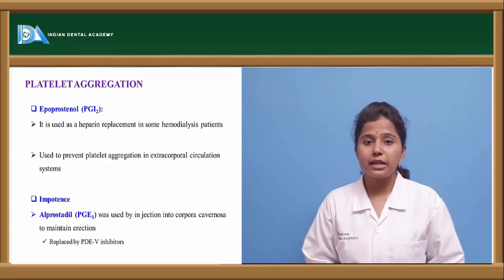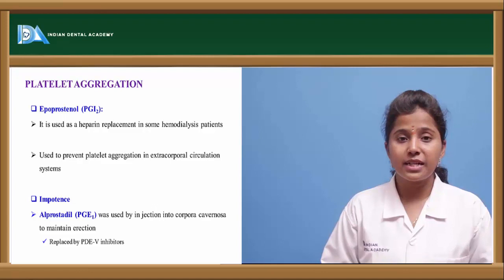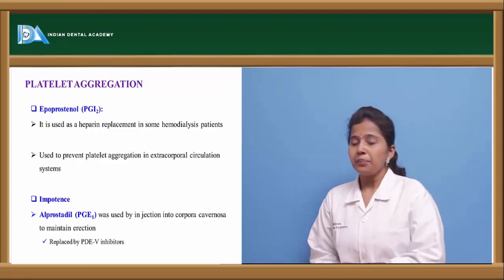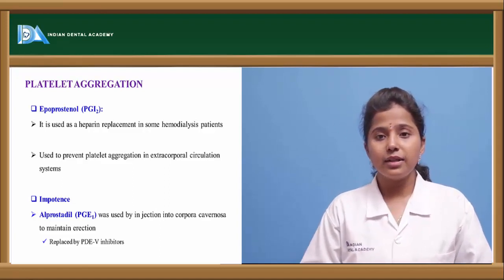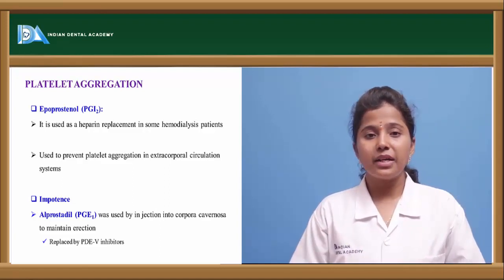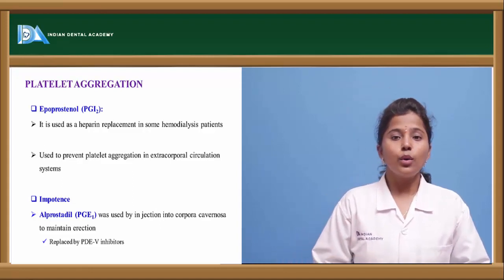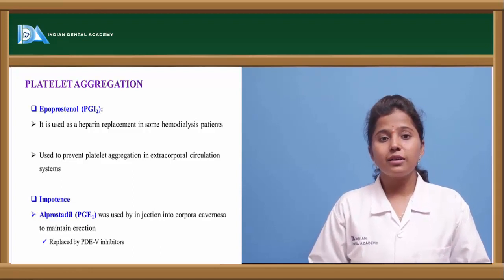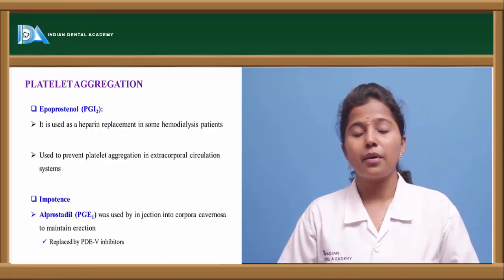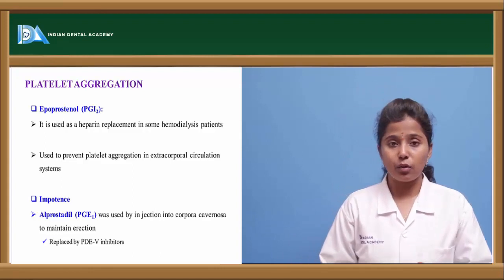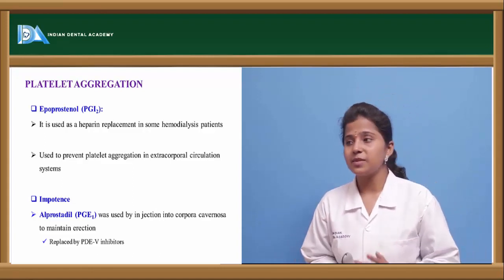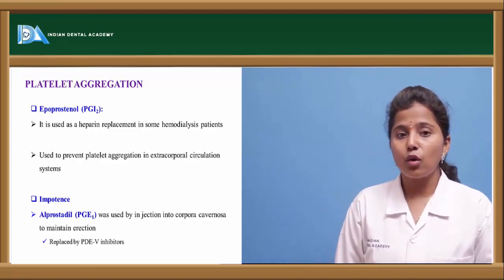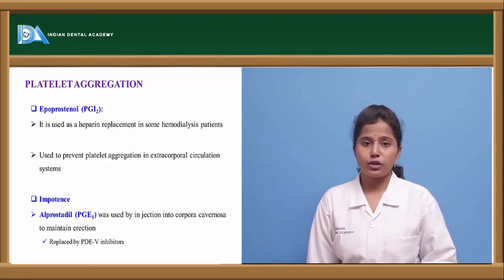Epoprostenol is such a marketed formulation which contains PGI2 as its main ingredient. So it is used to replace heparin. What does heparin do? Heparin is an anticoagulant agent. So when this prostaglandin PGI2 is given, it replaces heparin and binds to the receptors, and thereby it exerts its anticoagulant action because it inhibits platelet aggregation. And PGE1 is also marketed as alprostadil.